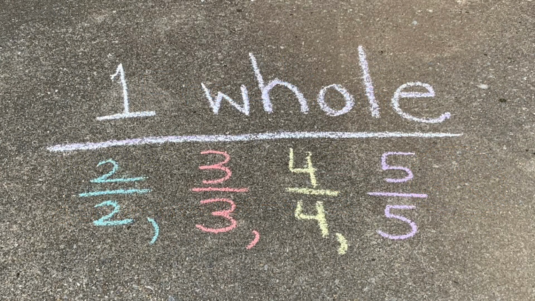Anytime the numerator and the denominator are the same, that fraction is equal to one whole. So 2 halves, 3 thirds, 4 fourths, and 5 fifths are all equal to one whole.